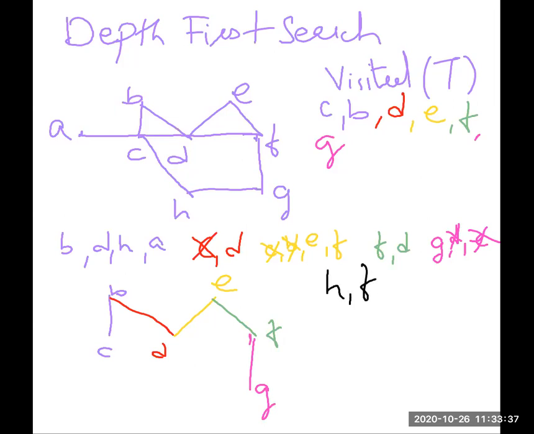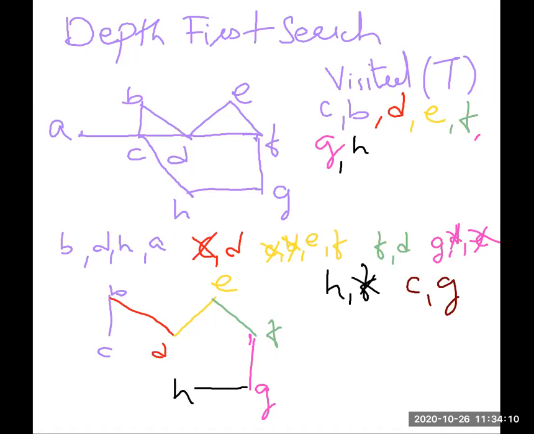F is already in T, so don't go. Add H to T, and we add the edge G to H. Now make H the current vertex and visit H. The adjacent vertices of H are C and G. So both are in the tree.